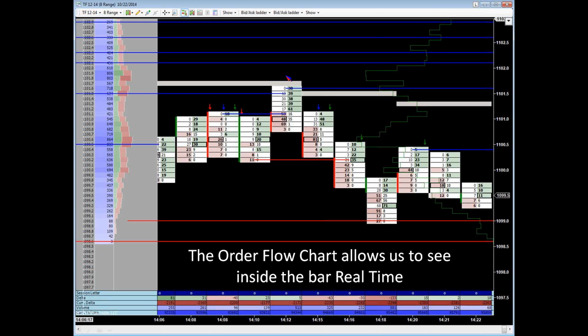And so this is the order flow chart. And so this allows us to see inside what's going on real time. And there are lots of options for displaying the order flow on your chart. You can have it bid times ask. You can show it many different ways. We actually have the pivot highs. I like to call them swing highs and lows. It'll mark those. That's what these blue lines are. The red are the swing lows.